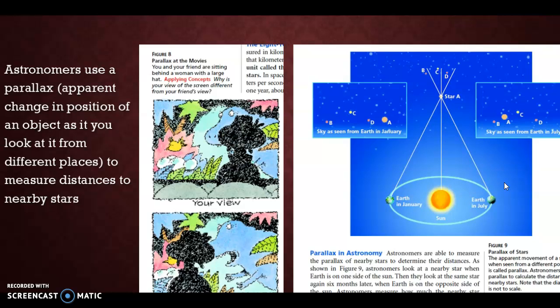This helps us to measure distances to nearby stars depending on how that change takes place. And we can start to talk about how far that is based on where it appeared in January versus where it appeared in July. So some of this stuff takes a really long time to get these measurements.